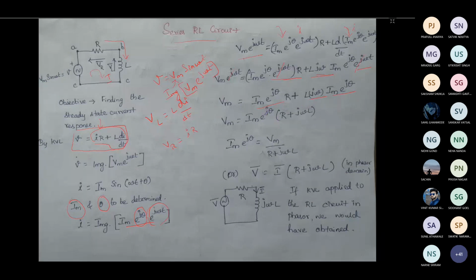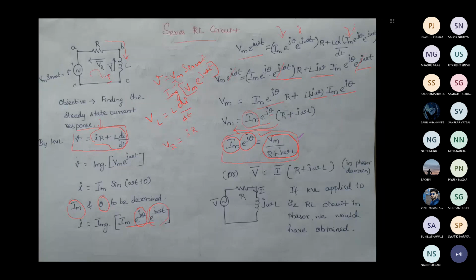Now what do we need? We need to find this Im and theta. So you keep this term on one side and take the remaining things on the other side. You take this to the left hand side and rearrange this equation, and we will be getting one expression like this. Here two things are there: one is magnitude and another one is theta. So from this equation, we can find the magnitude as well as the angle.